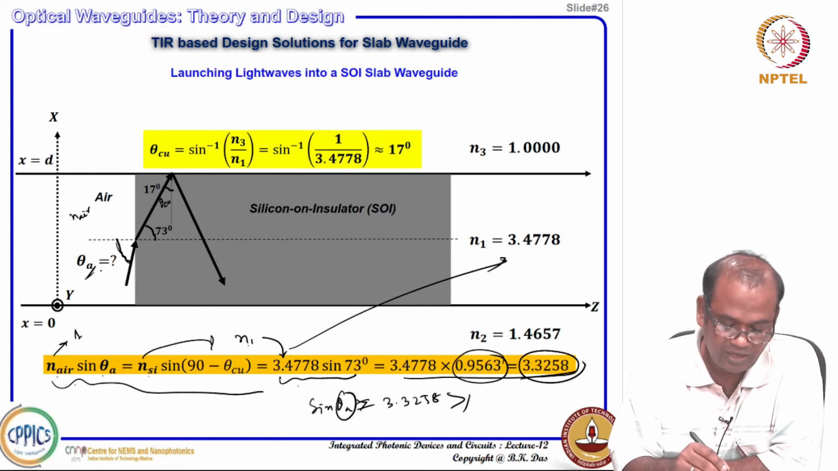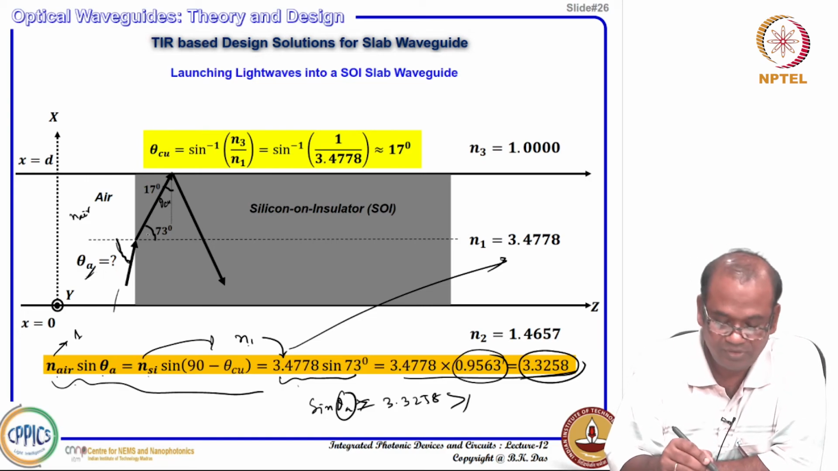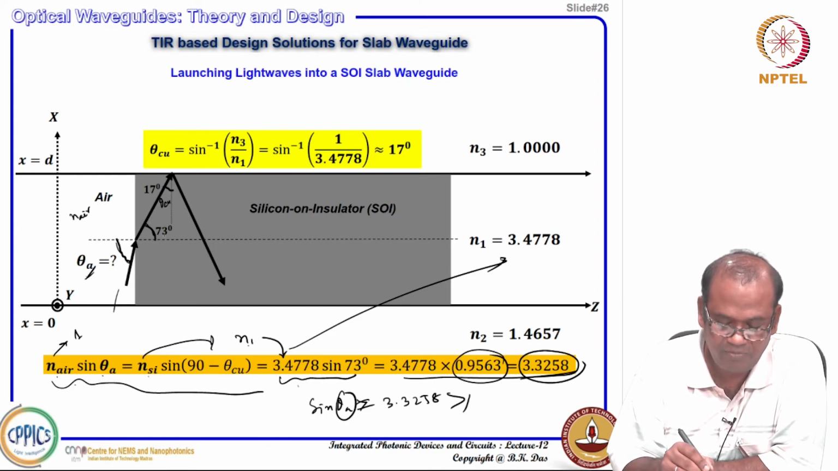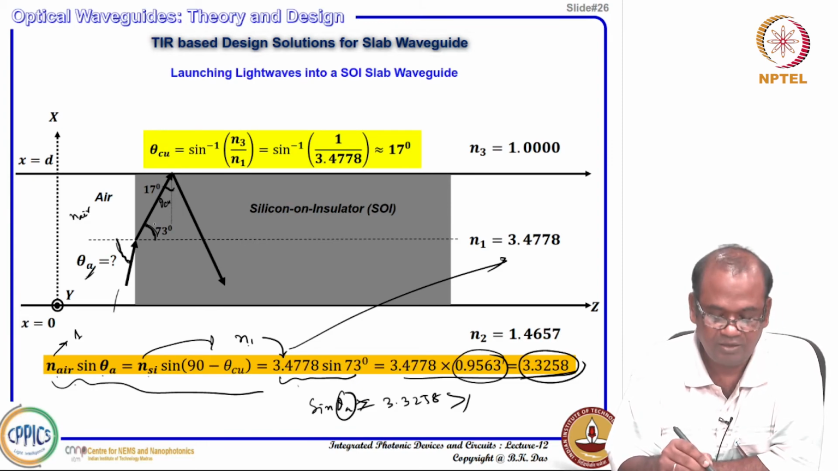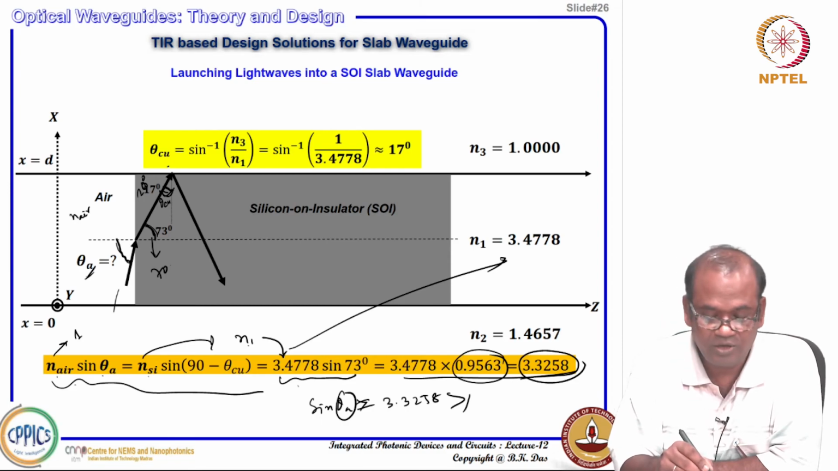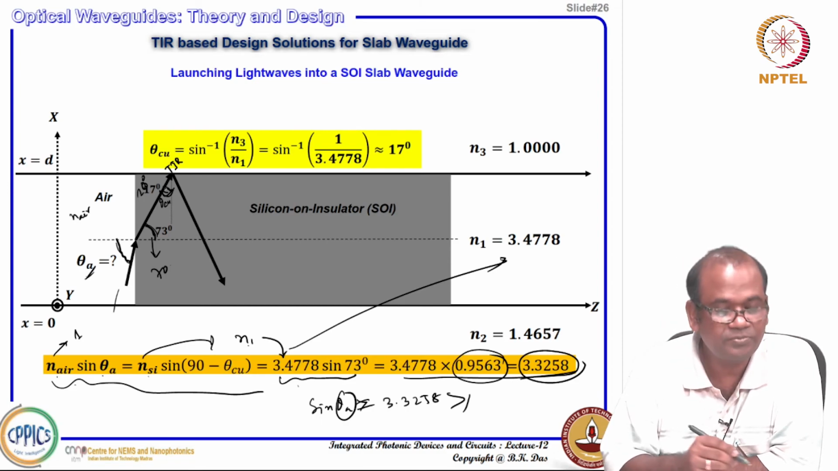If theta A value is less than that, then 73 degree will be less, so instead of 73 degree it will be less. If it is less, then it will be more than 70 degree. So suppose it is 70 degree, so this will be 20 degree then. If it is 20 degree, that means more than the critical angle. So here total internal reflection can take place.